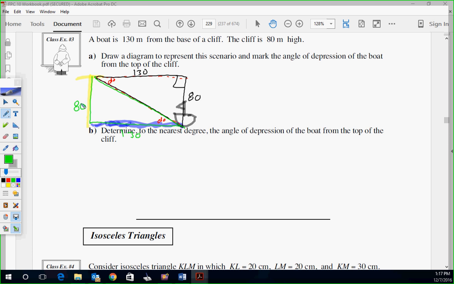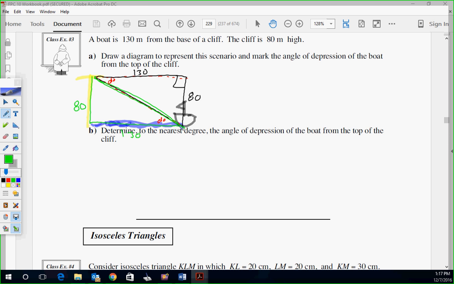I prefer this one because to me this actually looks like depression. It looks like it's going down. When you do it from here, it looks like it's going up. That looks like elevation to me. But again, you can do it either way, just making sure that you have the correct position of your horizontal line. So, to the nearest degree, the angle of depression.